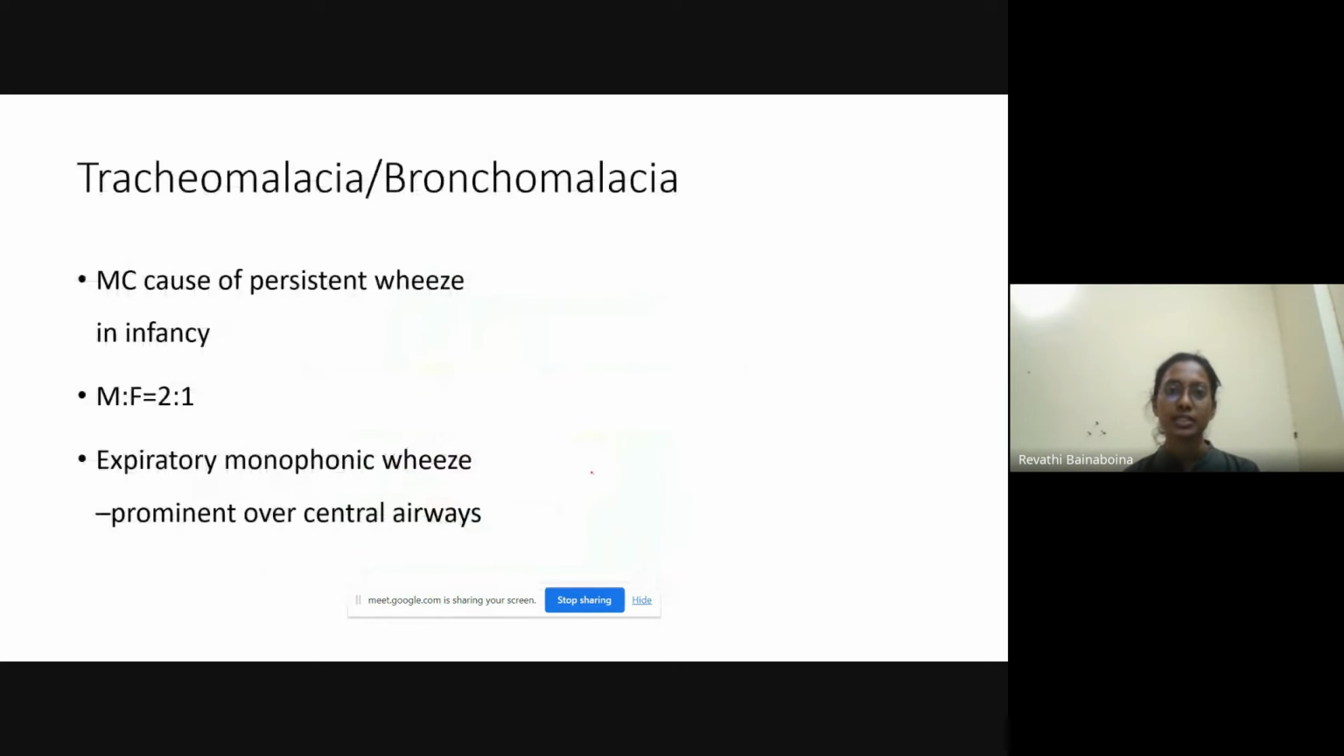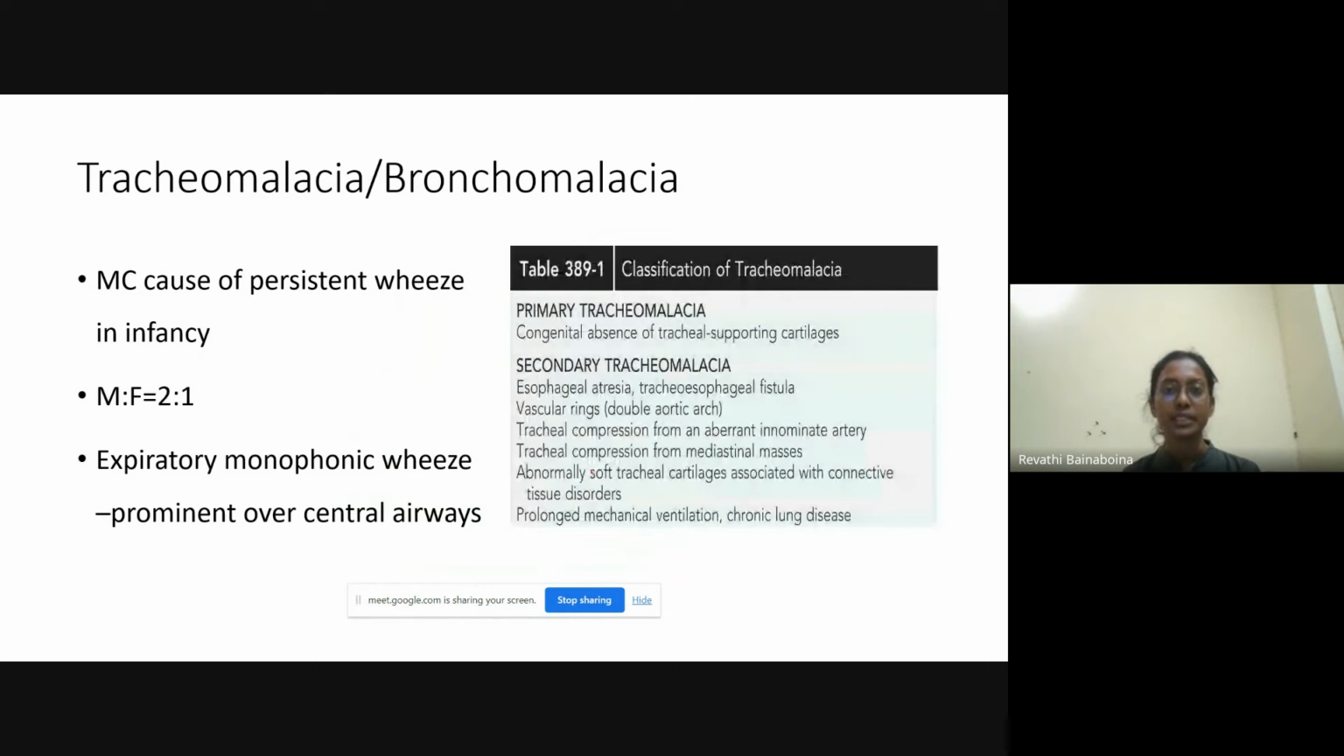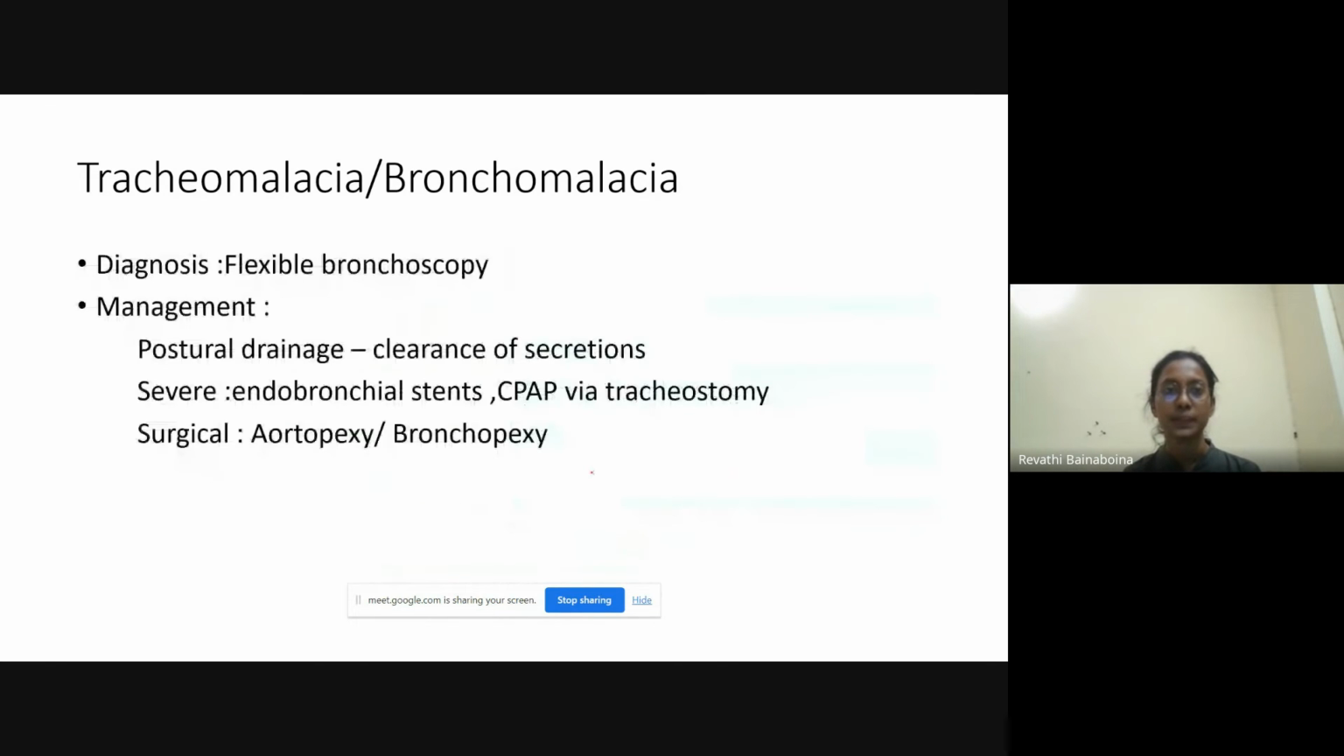This is tracheomalacia. Tracheomalacia and bronchomalacia combined are called tracheobronchomalacia. It is the most common cause of persistent wheeze in infancy, with a male predominance of 2:1. On examination, expiratory monophonic wheeze is observed, which is more prominent over central airways. It includes primary and secondary. Primary is due to congenital absence of tracheal supporting cartilages. Secondary includes esophageal atresia, vascular rings, tracheal compression from an aberrant innominate artery, any mediastinal masses, and prolonged ventilation.